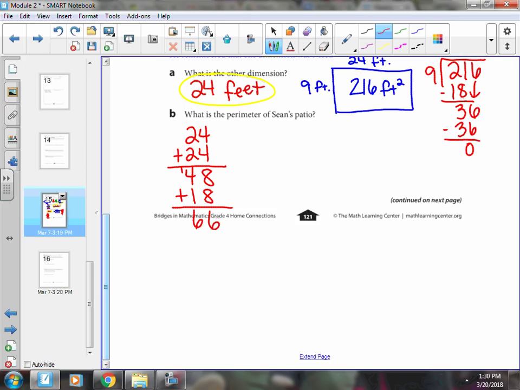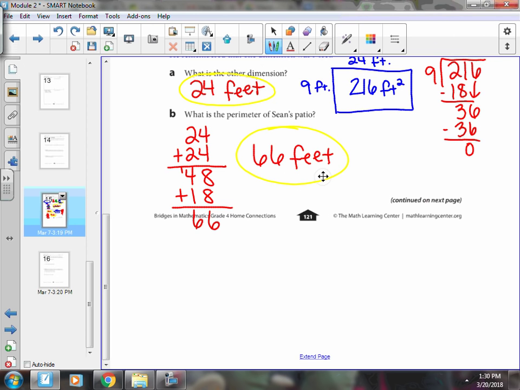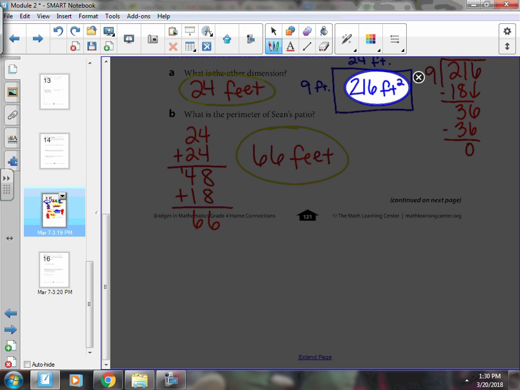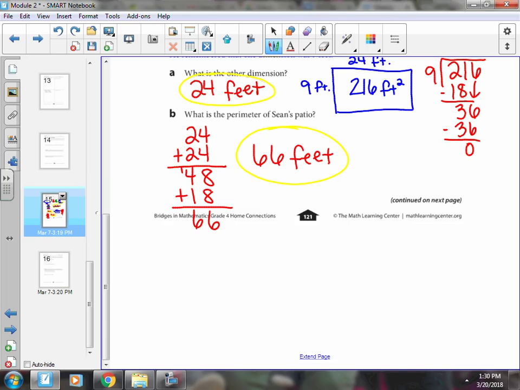And if it's perimeter, say plain perimeter. Plain perimeter. So it's just 66 feet. So the area was 216 square feet, and the perimeter is just 66 feet. 2 different measurements with 2 different answers and 2 different labels. Okay, on to the back.